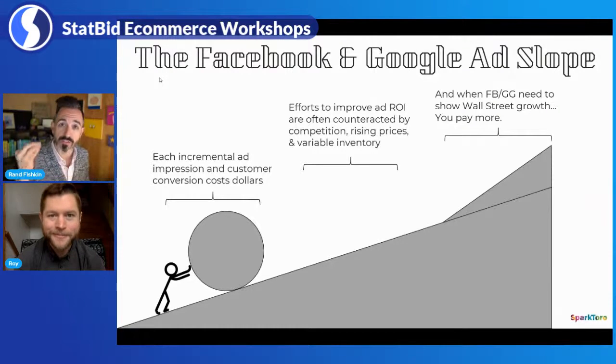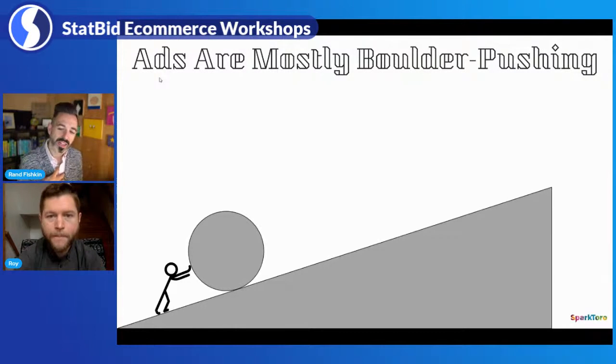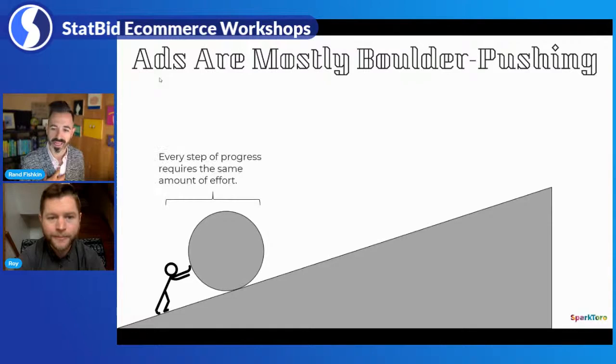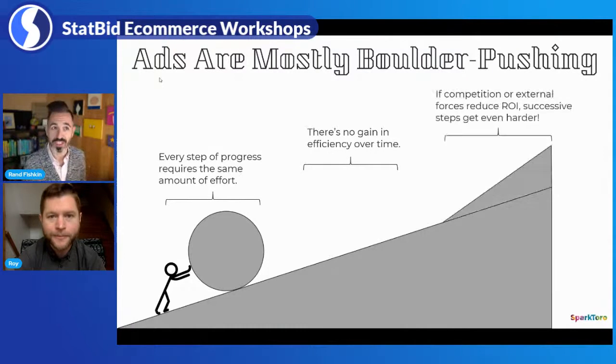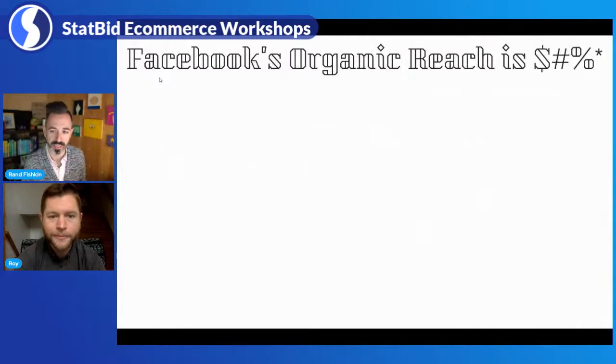And because there are tons of venture-backed and private equity-backed companies who want growth over profitability, there's a lot of dollars flowing, right? There's a lot of willingness to spend $210, $400 to acquire a new customer. So I think of ads as being boulder pushing. Every step of progress requires the same amount of effort. You don't gain efficiency. And when these external forces reduce your return on investment, every step is harder, so the slope is potentially curving up instead of down.